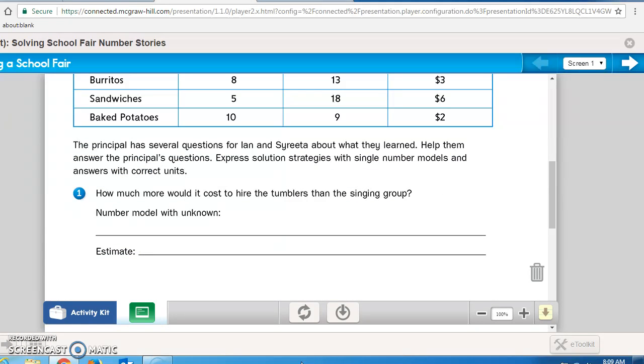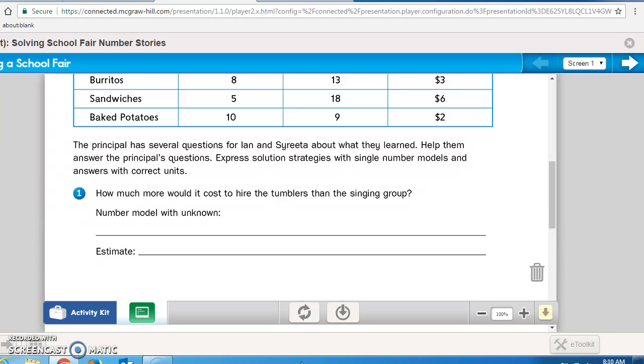So as you have heard me state earlier, you want to figure out how much for each person or each group first, and then multiply that by the number of performers in order to get your true answer. And on the bottom of page 188, it says, how much more would it cost to hire the tumblers than the singing group? So you have to show that number model for how you figured out how much the tumblers would cost.